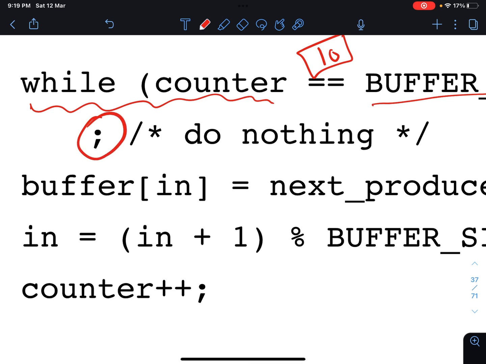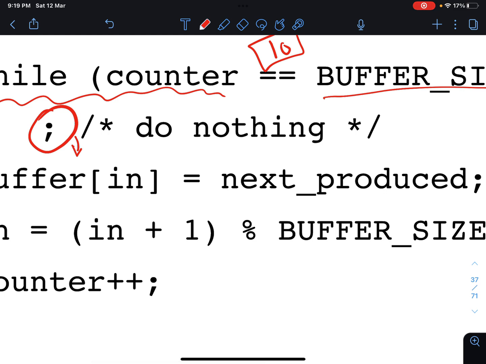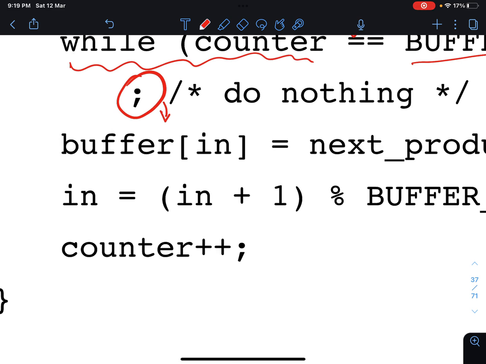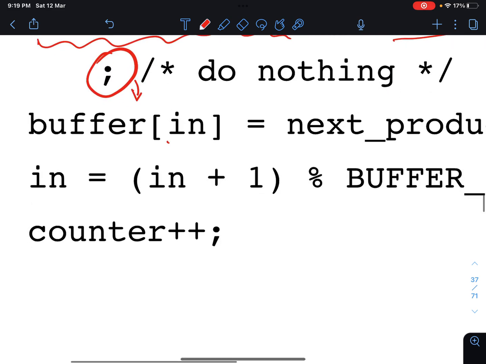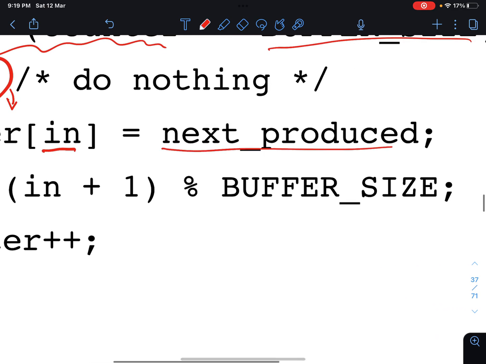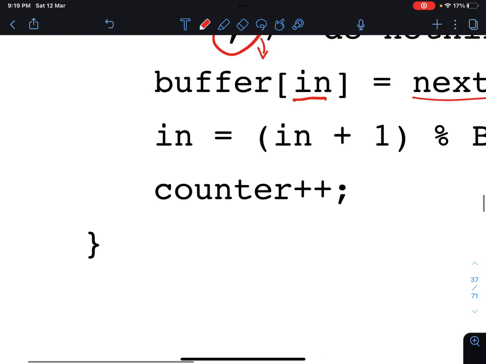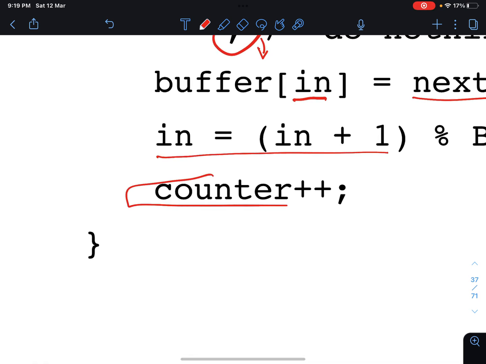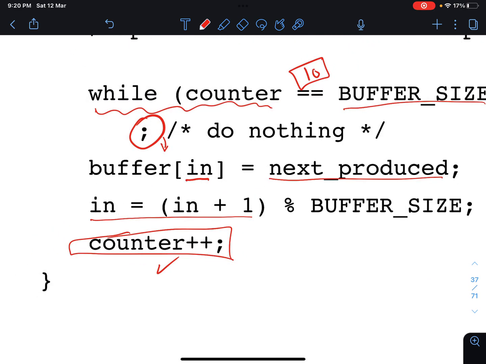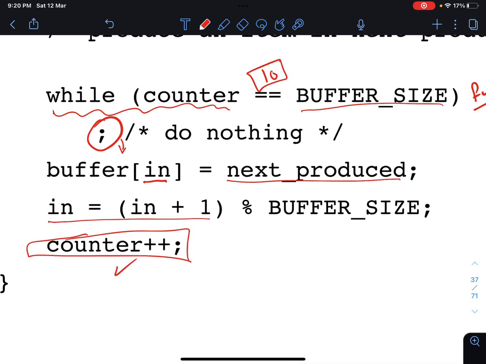So here we say, do nothing. Remain where you are. Keep looping here until one place is empty. Okay. So you're going to only exit this loop when the counter is no longer the buffer size. When the counter is 9 or less, you will exit. So you have now a location to produce in. Here it is in. Okay, you produce the next product, and then you increase the in by 1 and increase the counter by 1. Why? Because you have produced 1 extra element. So the counter will increase by 1.